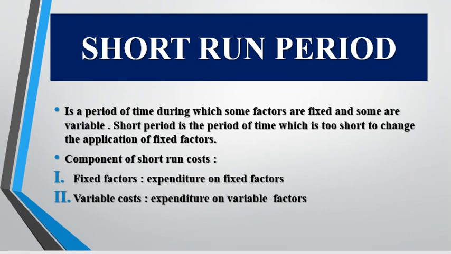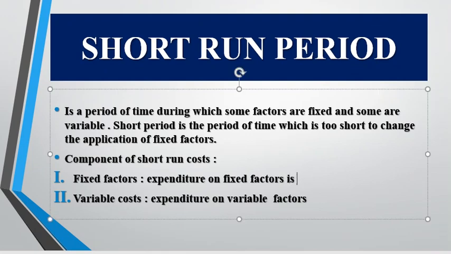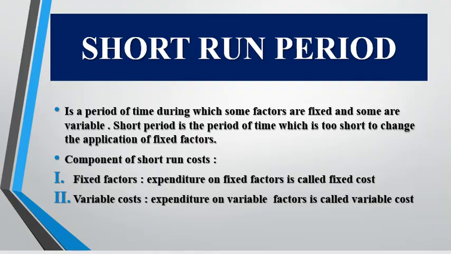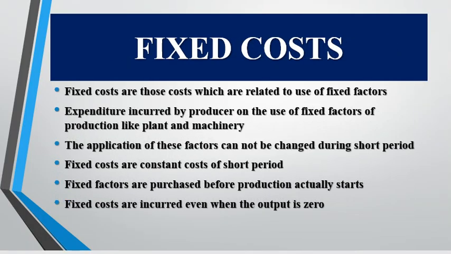So the short run cost has two components: the expenditure which is incurred on the fixed factor is called fixed cost, and the expenditure which is incurred on the variable factor is called variable cost, which varies with the level of output.